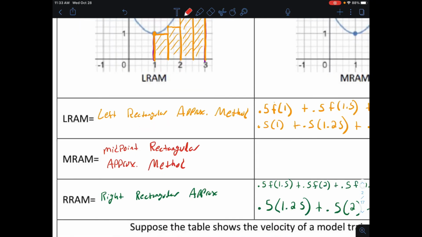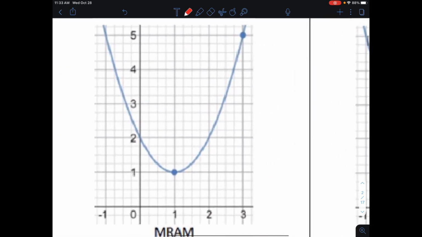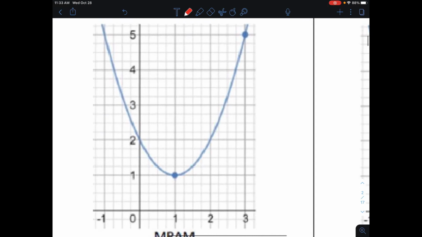Our last rectangular approximation method is going to be MRAM, which is an acronym for midpoint rectangular approximation method. And so we go to the graph of the same function. We'll see what midpoint rectangles look like. Now we're still trying to estimate the same interval from 1 to 3.